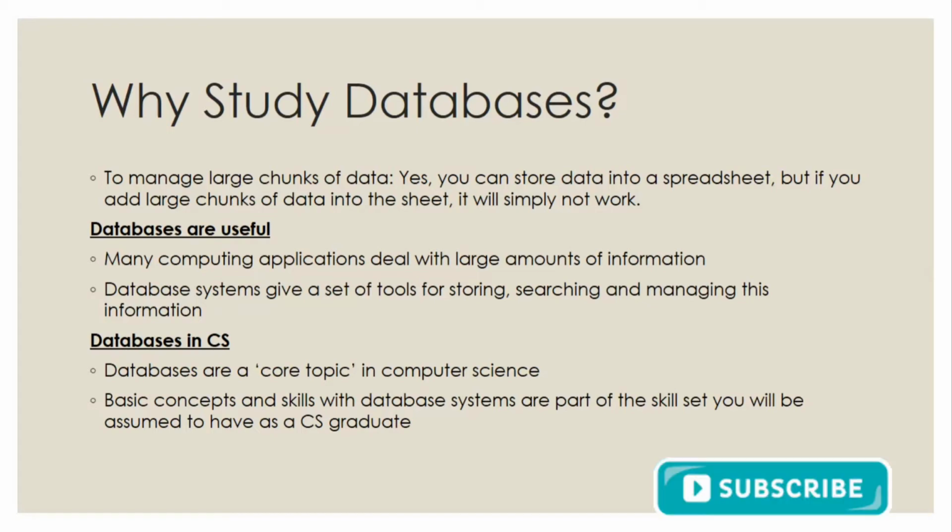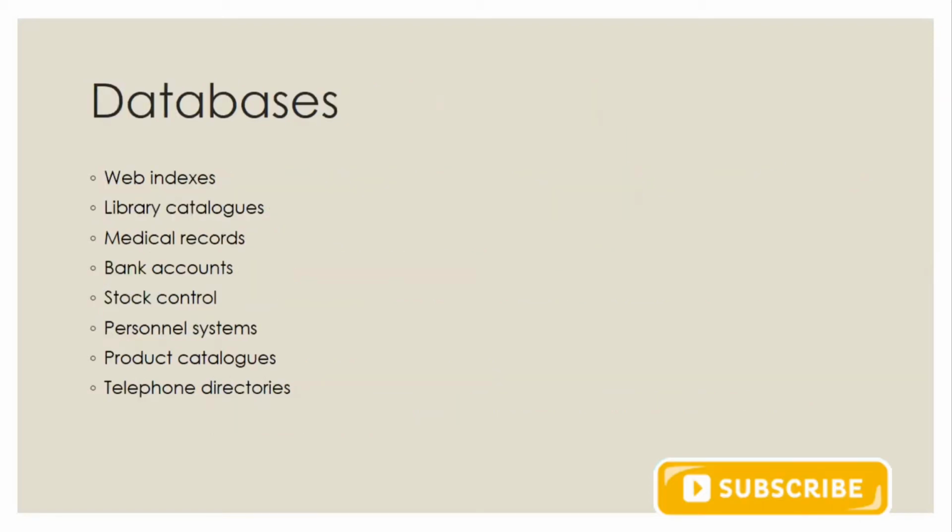In computer science, it is a core topic. Basic concepts and skills with database systems are part of the skill set you will be assumed to have as a CS graduate. Different databases: here is a list of different databases, including web indexes, library catalogs, medical records, bank accounts, stock control, product catalogs, and telephone directories.